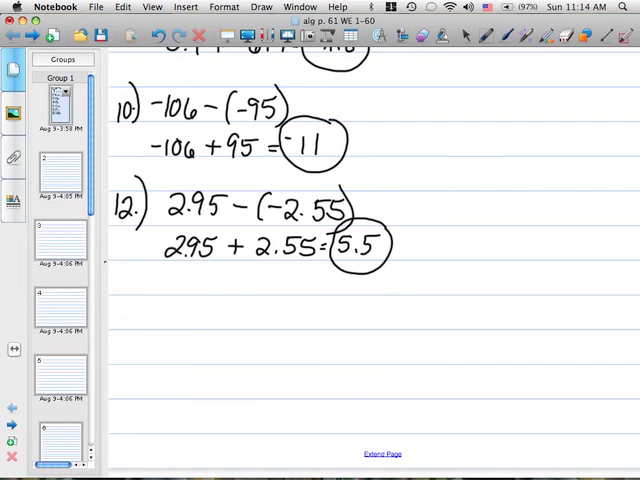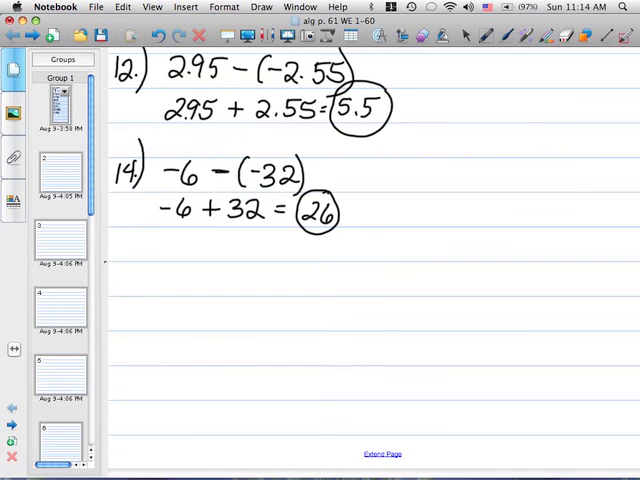Problem number 12, we have 2.95 minus a negative 2.55. Change to addition, 2.95 plus 2.55. Change subtraction to addition, change the sign of the number that comes after it. They're both positive, so we add them together and we get 5.5 positive.